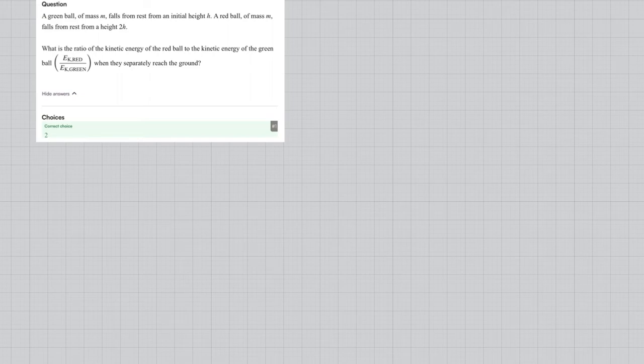So we have a green ball and we have a red ball. So here's our, well, let's draw the ground first.